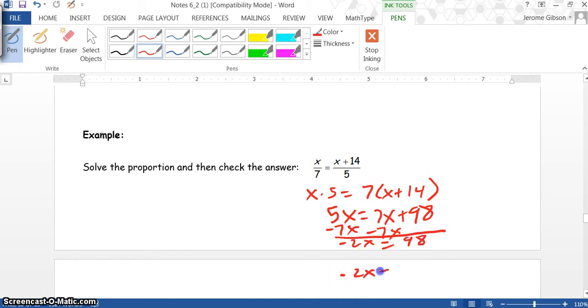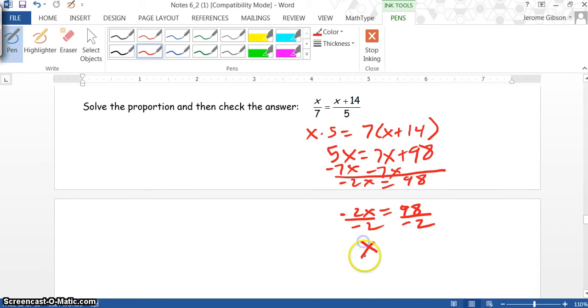Now, with our negative 2x equals 98, we need to divide each side by negative 2. And we will have x is equal to negative 49. And that is the final answer.